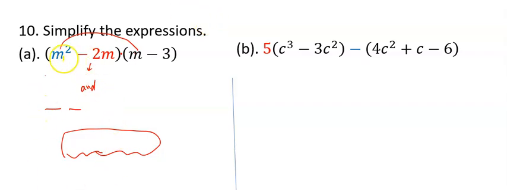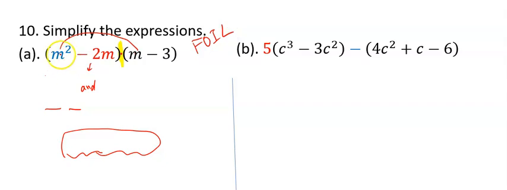So in these two problems, we notice we have a bunch of parentheses, and between these two parentheses, there's nothing. That means multiplication right here. So to multiply two terms and two terms, we have to use either FOIL, or you can use the distributive property twice.